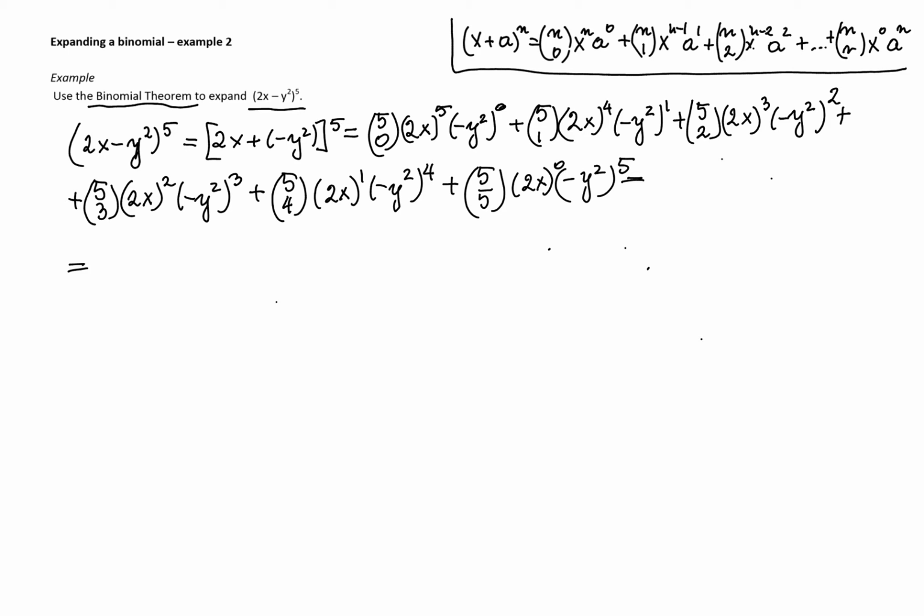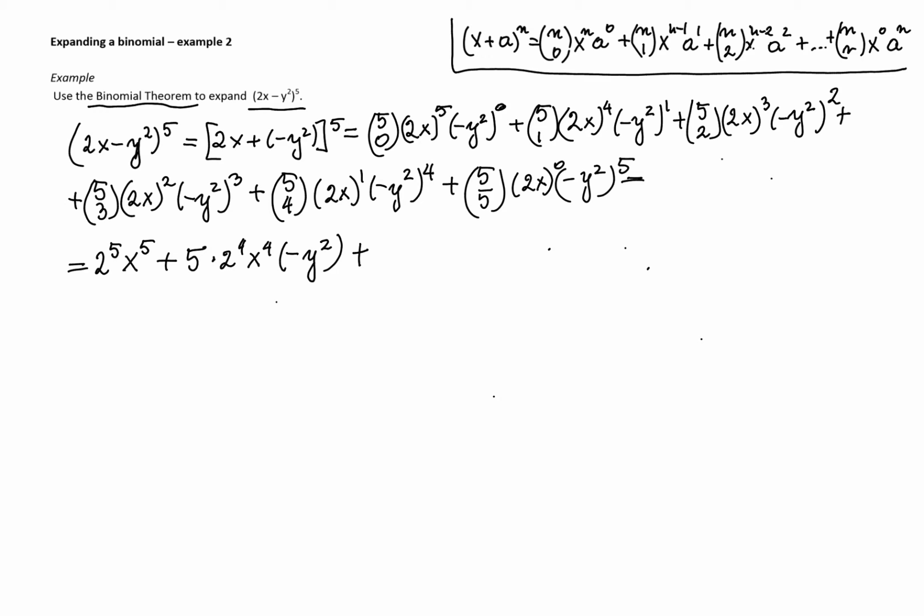So 5 choose 0 is 1, and then we have 2x to the power 5, which results in 2 to the power 5 times x to the fifth, of course. And negative y squared to the 0 power is 1. Then we'll have 5 choose 1, which is 5. 2x to the power 4 will be 2 to the power 4 times x to the power 4. And then we multiply by negative y squared to the first power, which is negative y squared.